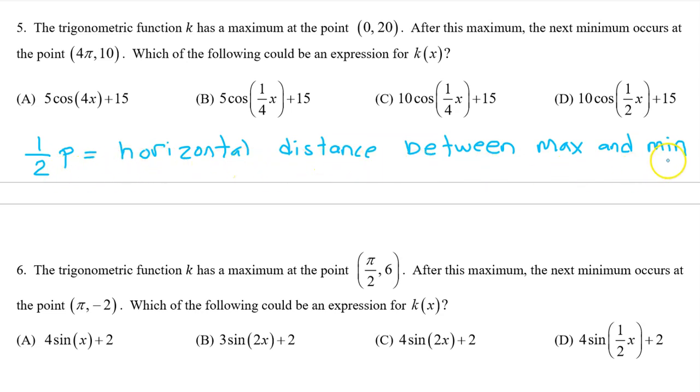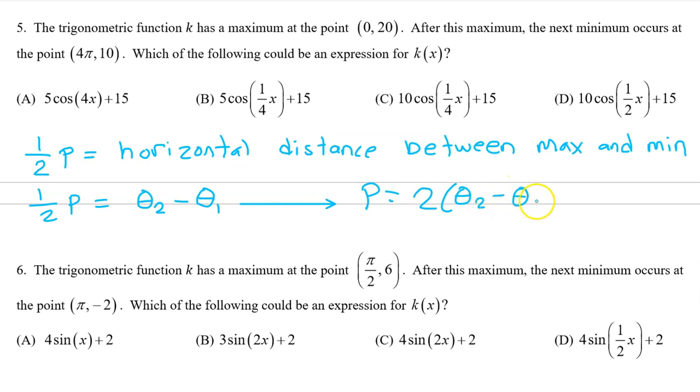This is a lot to write, so I like to express the horizontal distance between consecutive max and min as theta 2 minus theta 1, where theta 2 and theta 1 are the input values of consecutive max and min. Multiplying both sides of this equation by 2 gives us a formula for the period. The period will equal 2 times theta 2 minus theta 1. So we can always find the period by doubling the horizontal distance between consecutive max and min.